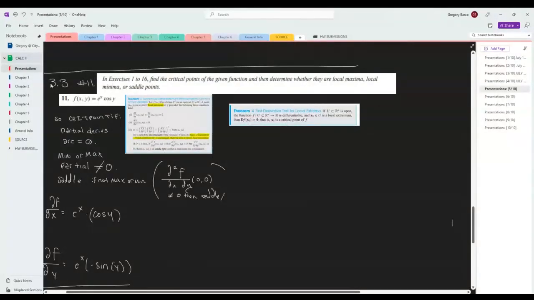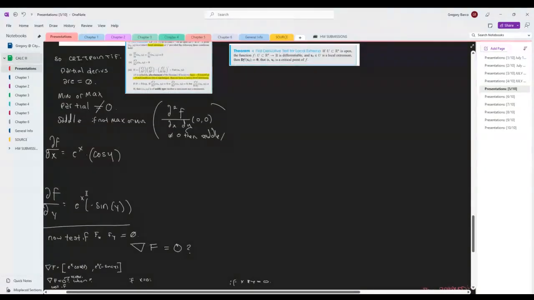Yes. Okay, great. So 3.3, number 11, we're asking to find is there a critical point, local maximum, minimum, or saddle point, right? And so here's our function. F is equal to e to the x times cosine y. And the test that we have to do would be checking if the partial derivatives, all of them, equal 0. So you do the partial derivative with respect to x, which is e to the x times cosine y. And then with respect to y, which will be negative sine y times e to the x.